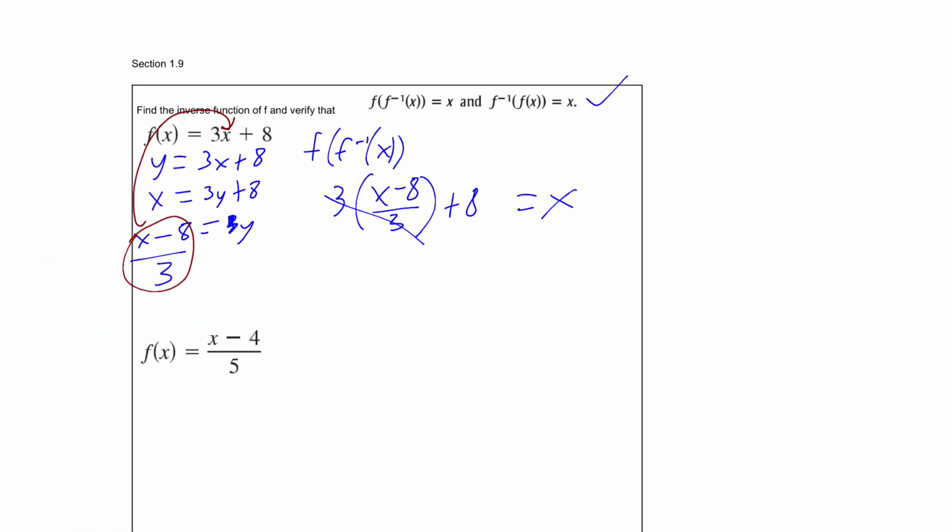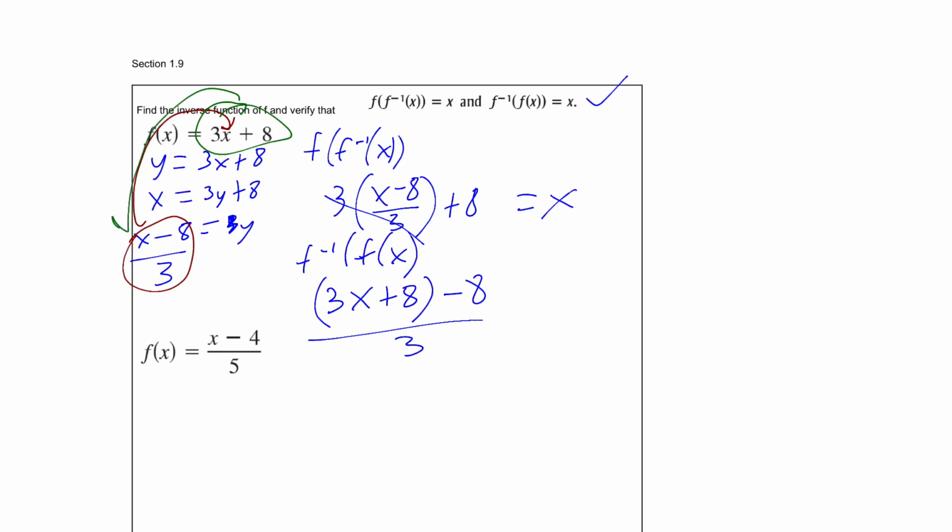I can also go in the other direction, start with the inverse, and work backwards. So here I take 3x plus 8 and plug it in the other direction for x. On the top here, I have plus 8 and minus 8, so it simplifies to 3x over 3, which is just x. Everything works for the first one.